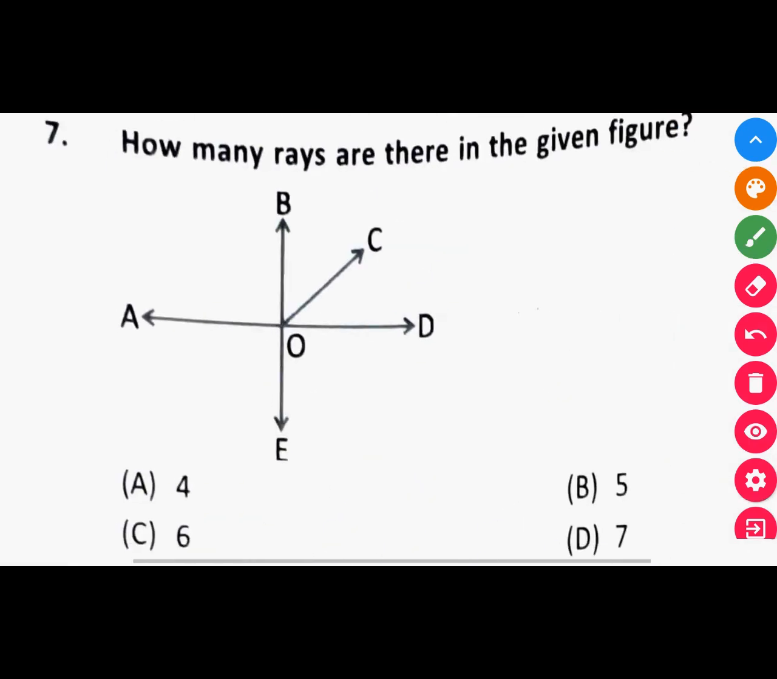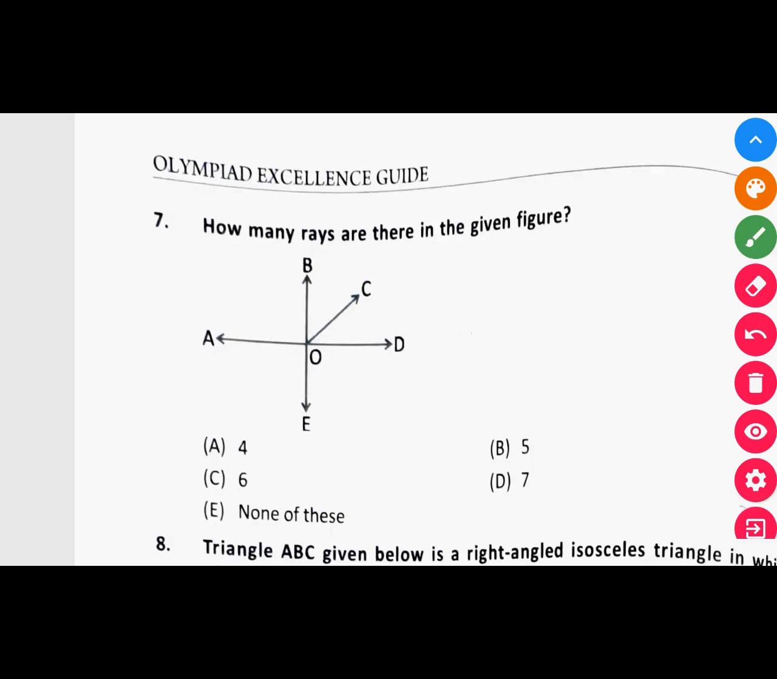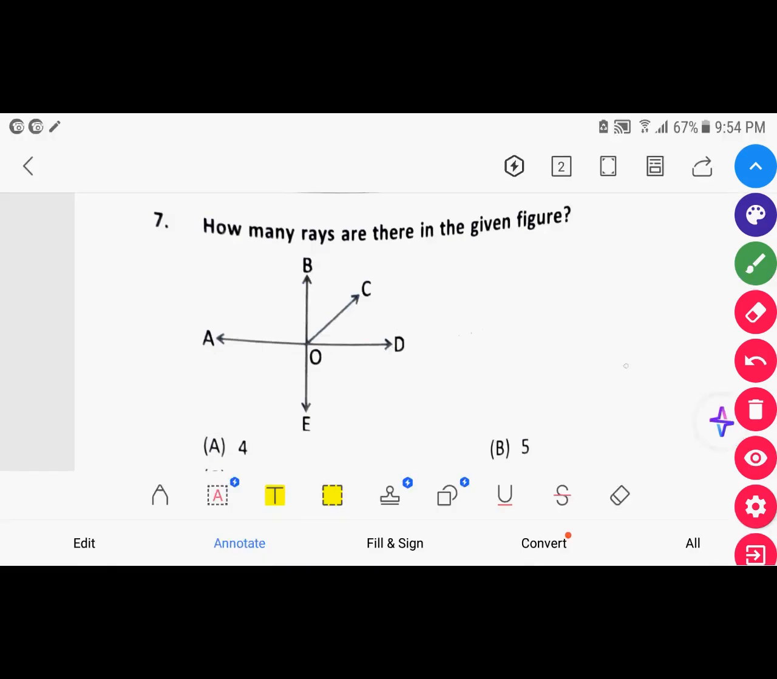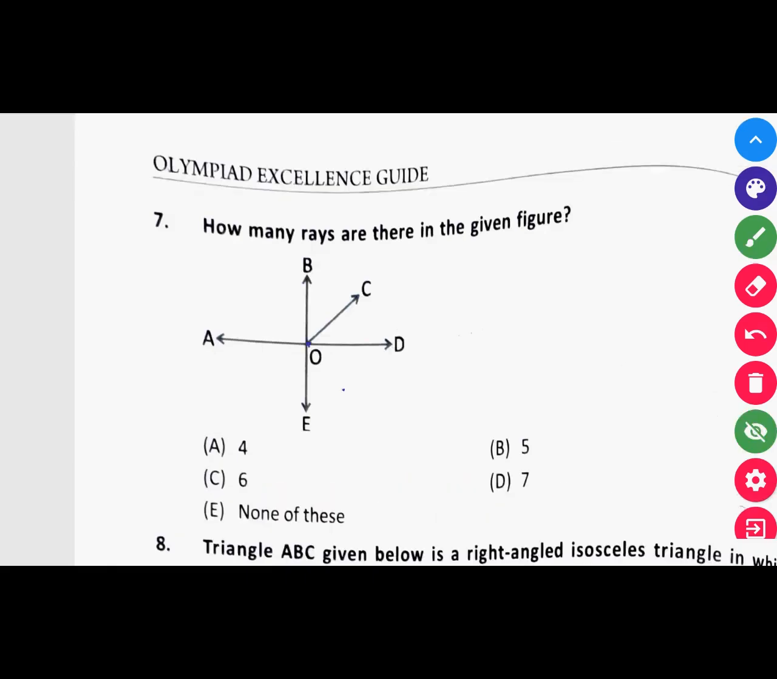Now the next one. How many rays are there in the given figure? You have to find the rays. A ray goes from one fixed point to infinity. So take the point O and find out the rays in the given figure. OA 1, OB 2, OC 3, OD 4, OE 5. Now A, E, B, C, D are not the fixed point. So our answer is 5.